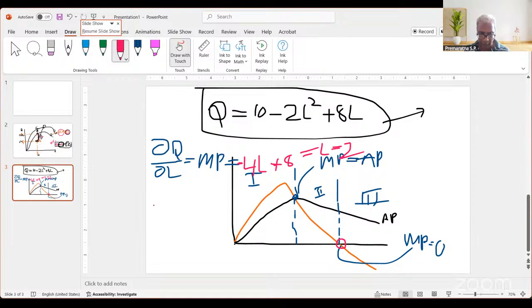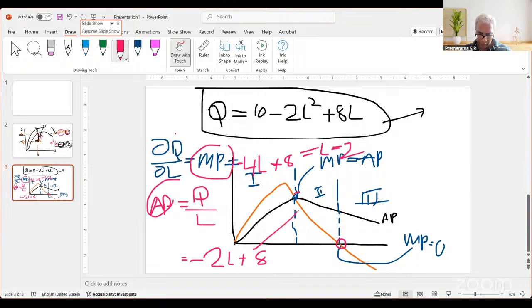So how to find average product, Q divided by L. So there you get the answer here, also you get the minus 2L plus 8. So that becomes the average product. With that, since you have marginal product and average product, you can find these boundaries also. Then you can draw these curves. So that is the way I give the exam and the question.